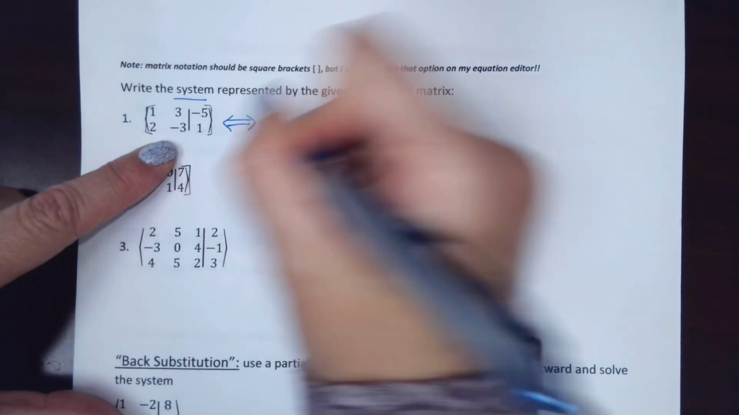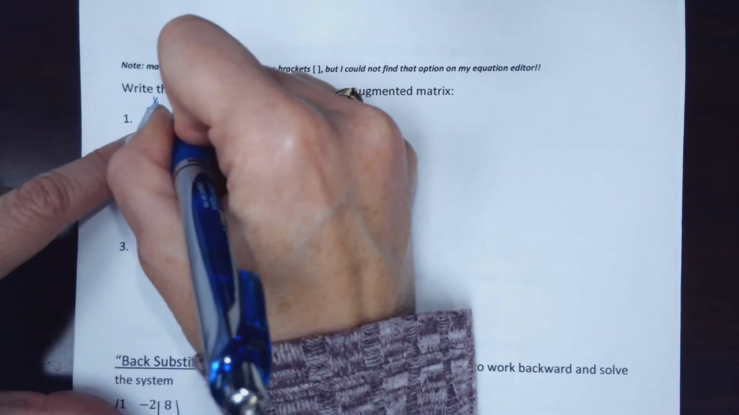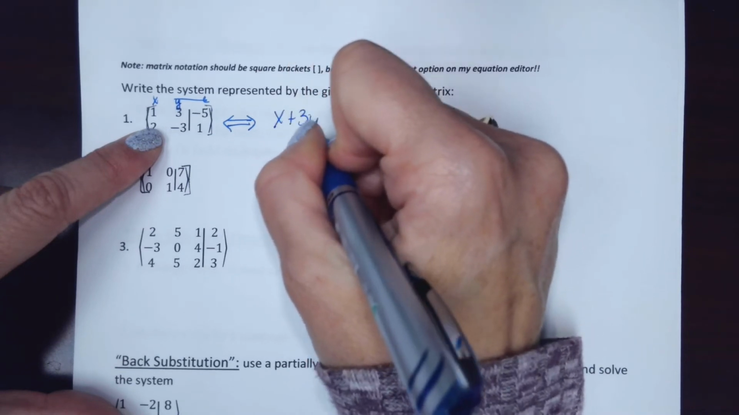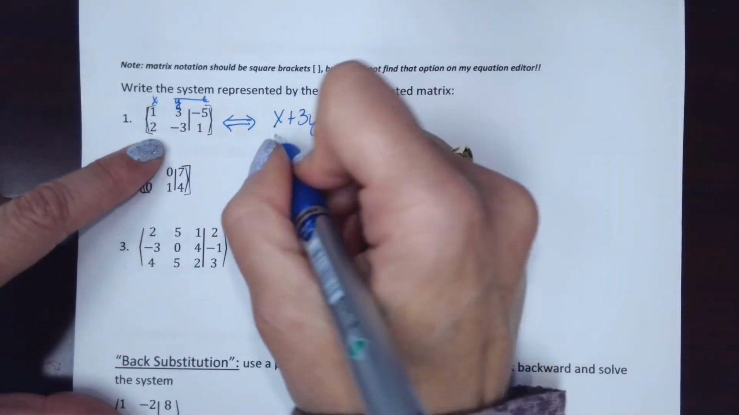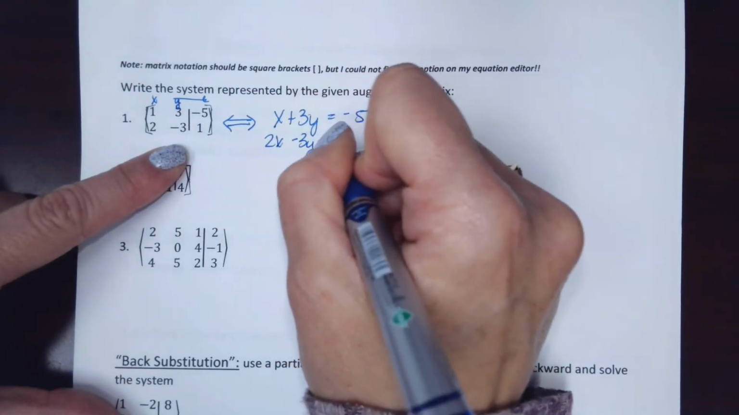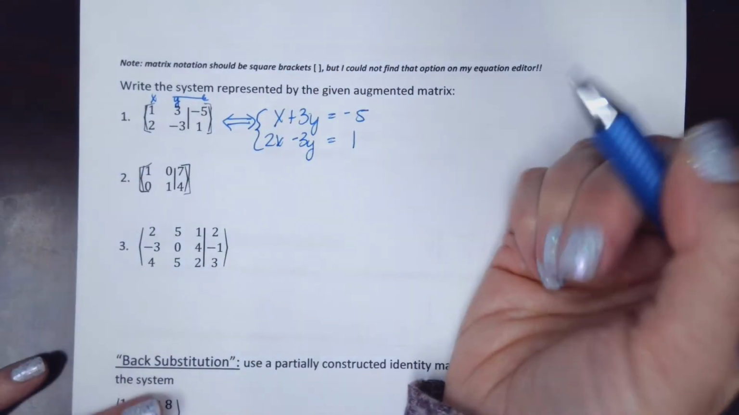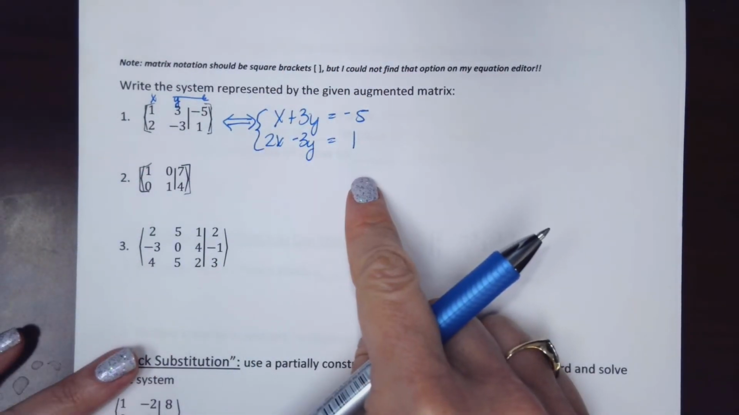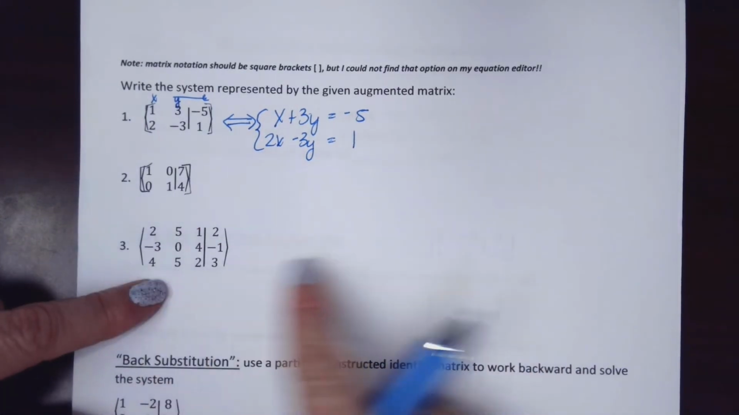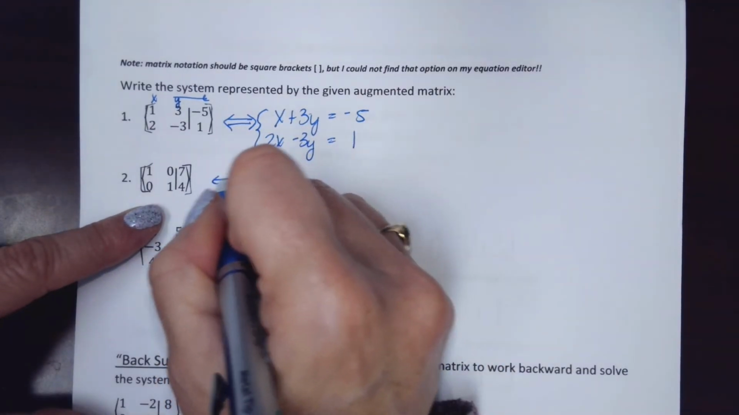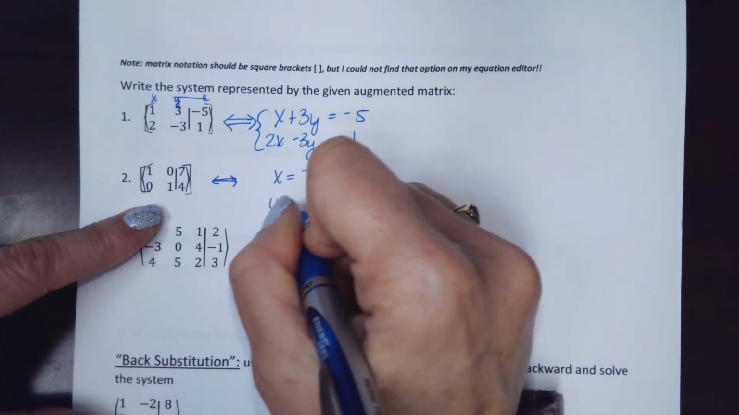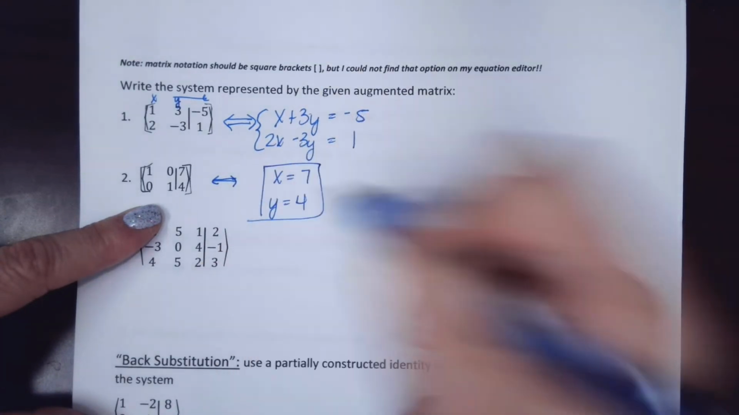So that becomes, remember I use the same order, x, y, and then constants. So I've got 1x plus 3y equals -5. And my second row gives me 2x minus 3y equals +1. And that's the system that this matrix represents. So pause the video and go ahead and reinterpret each of these 2 matrices as their equivalent system of equations. Pause the video and then come back to see how you did.